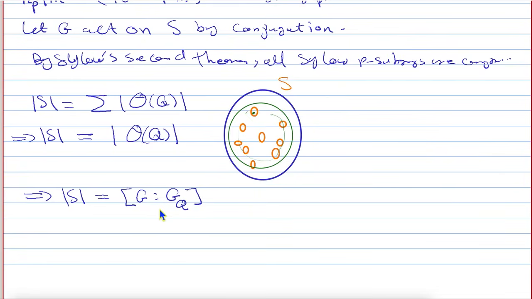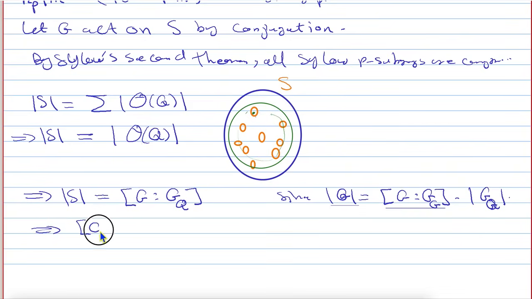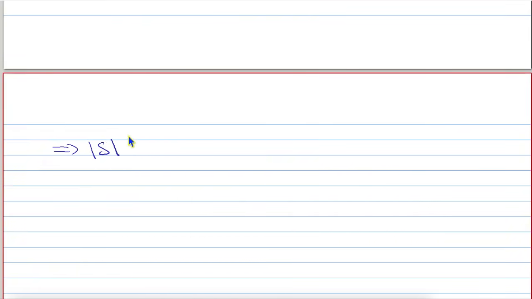And now we are almost done, because by Lagrange's theorem, the order of G equals the index of the stabilizer of Q in G times the order of the stabilizer of Q. This means this index divides the order of G, and therefore the size of S divides the order of G. But the size of S is the number of Sylow p subgroups, so this divides the order of G. So this is the first step.